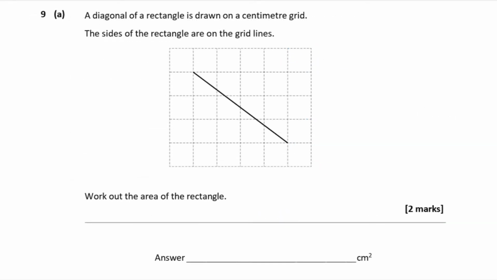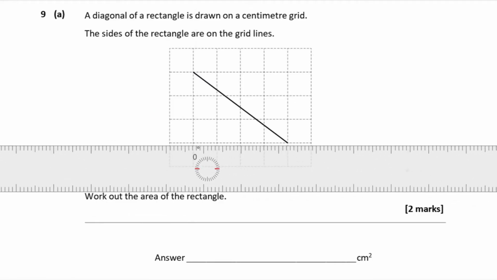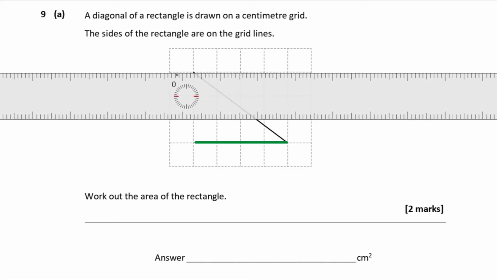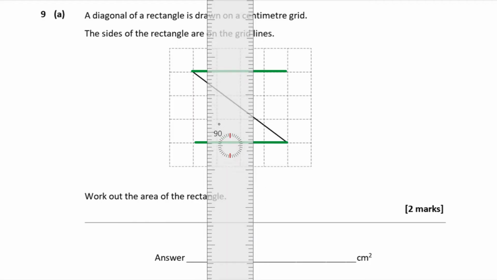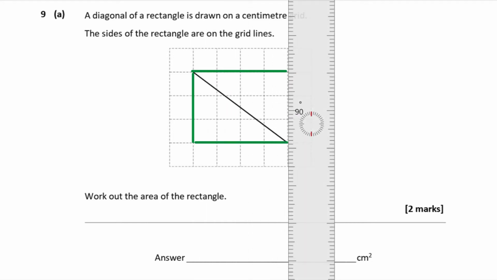Okay, question 9a. A diagonal of a rectangle is drawn on the centimetre grid. The sides of the rectangle are on the grid lines. Work out the area of the rectangle. Okay, so if that is the diagonal of our shape, then the rectangle is going to have lines here and here. And also lines here and here. So that's our rectangle then.